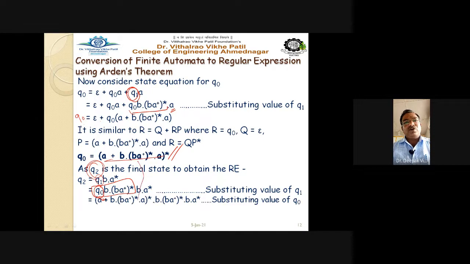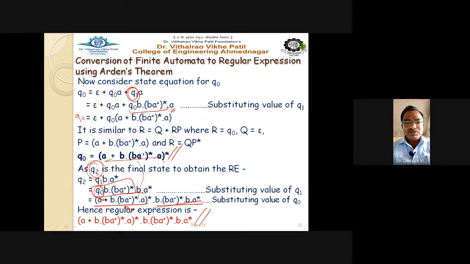So I get here dot B as it is. So up to this you have put here. Then the rest of the terms are written as it is. This is the value of your Q0. So I can write here the regular expression, because this is the regular expression for the final state. So I can say that yes, this is the regular expression, the correct regular expression for the given finite automata.